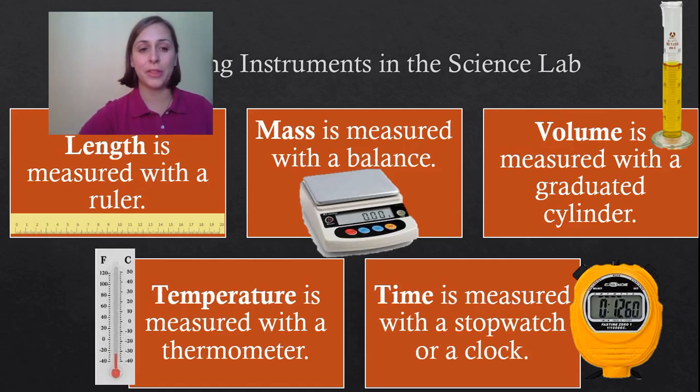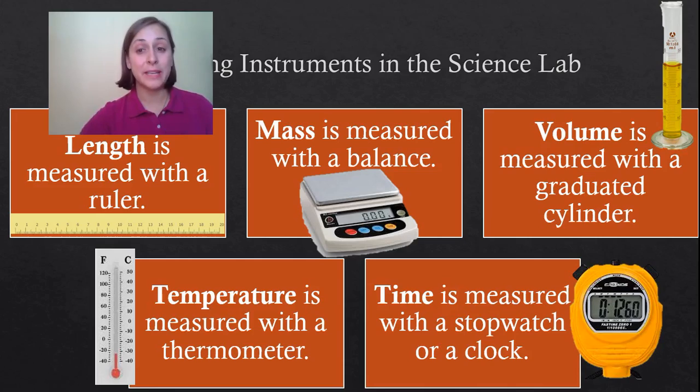Length is measured with a ruler, so we'll measure meters, centimeters, or millimeters with rulers. Mass is measured with a balance. That's how you'll find out how many grams something has in mass. For volume, we'll use a graduated cylinder to find out the number of milliliters or liters something contains. Temperature will be measured with a thermometer in degrees Celsius for science. As you can see, the thermometer here has both Fahrenheit and Celsius, as some do. Time will be measured with a stopwatch or a clock.